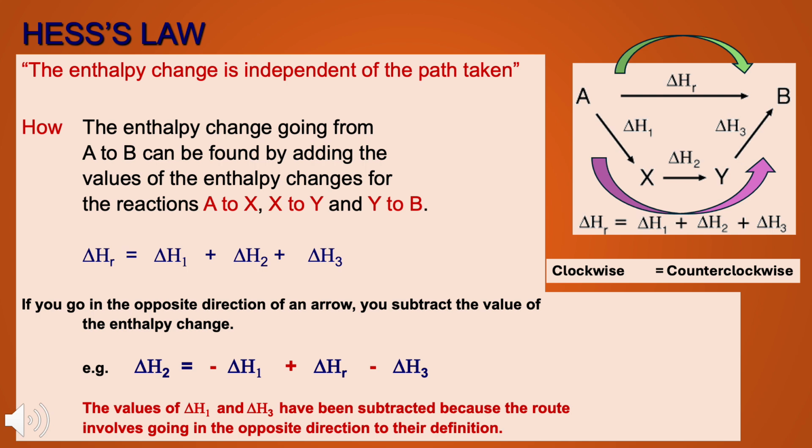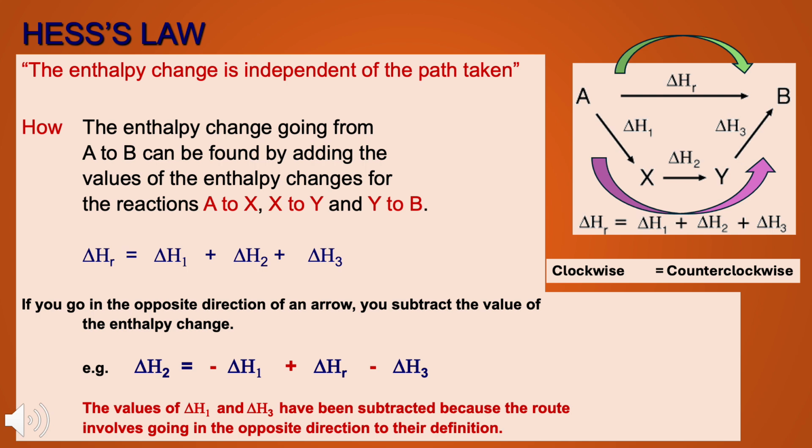Reverse a reaction, change the sign of ΔH. Multiply a reaction by N, multiply ΔH by N. Add reactions, add their ΔH values. Direction matters. If you traverse a step opposite to its arrow, subtract its ΔH. If you go in the same direction, add it.